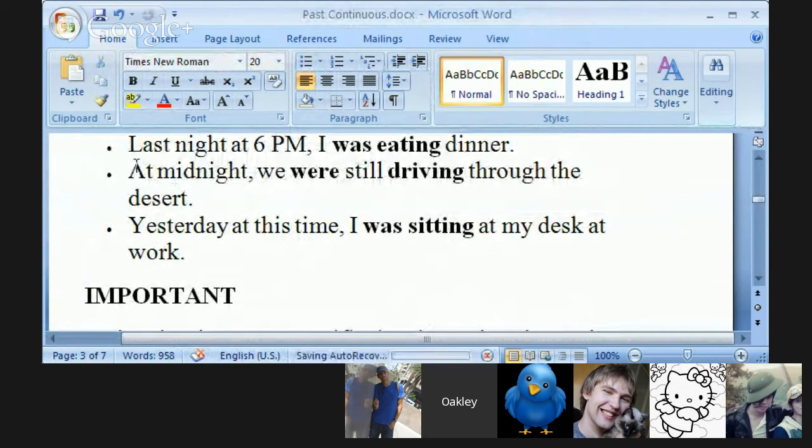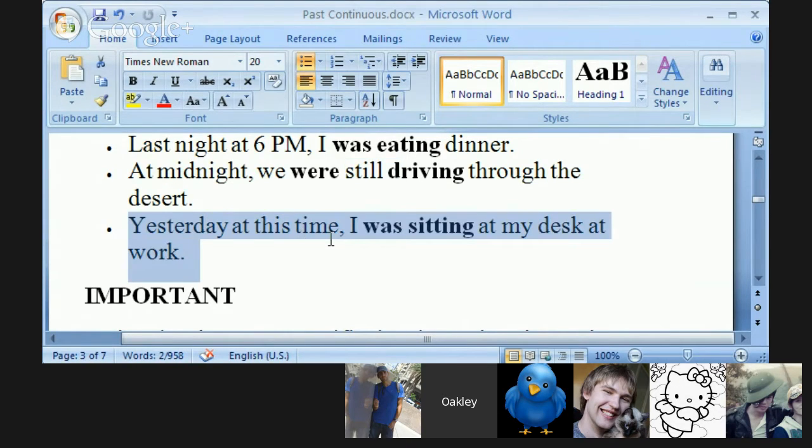At midnight, a specific time, we were still driving through the desert. So it's very common to see the adverb still in this usage to designate that you were in the middle of that action. Yesterday at this time, I was sitting at my desk at work.